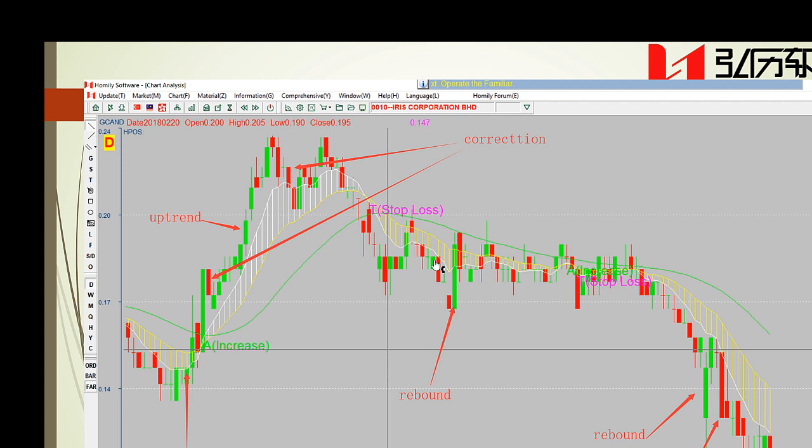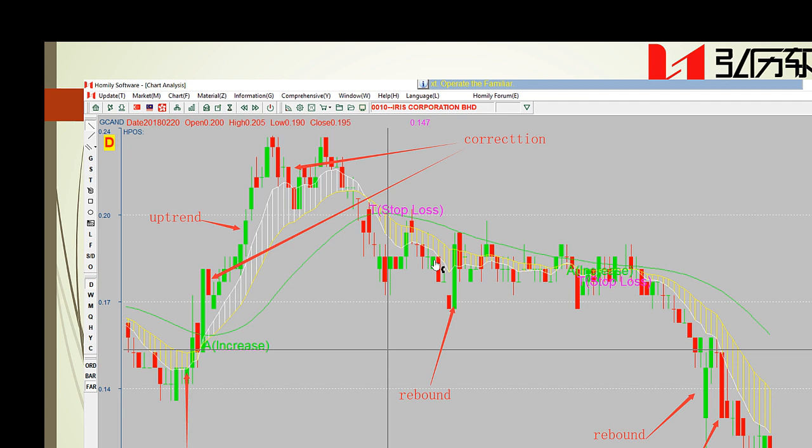After that, the price keeps rising. So we can see here the price stands above the green line. So this is the uptrend. We should know about this. This is the uptrend, so we should follow the trend. We can hold our shares here. And then we can see here also it is a correction. Although the price corrects a lot, pulls back a lot, it is still above the green line. So it is still a correction.